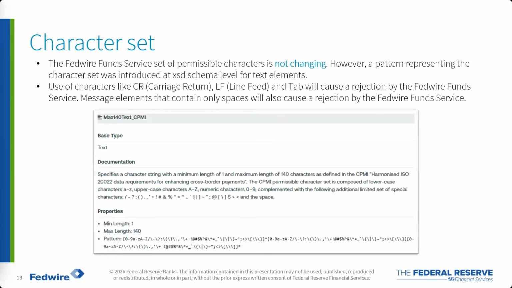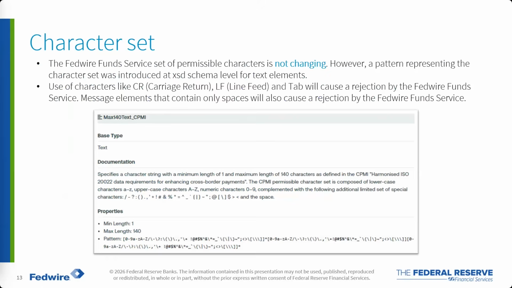Two points of attention. When we went live in July 2025, some of you ran into issues with some special characters that slipped through. We will implement the check as part of that pattern so that the carriage return, the line feed, and the tab characters will no longer be allowed. These were not allowed in the first place, but they weren't captured as part of our validation.